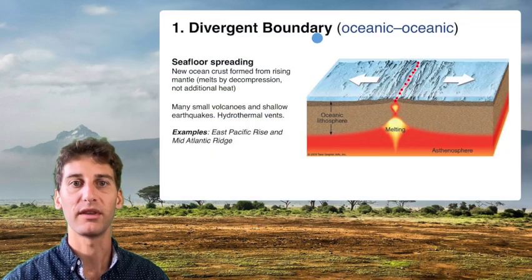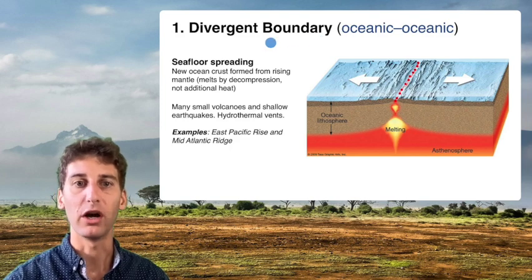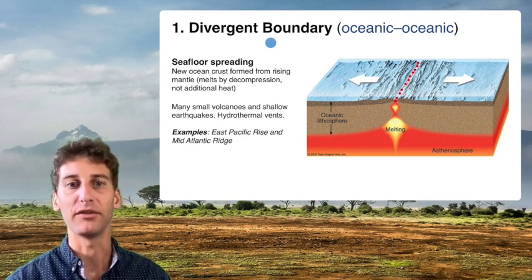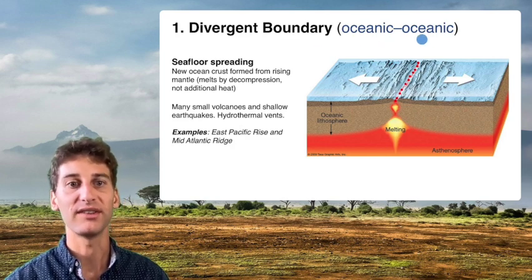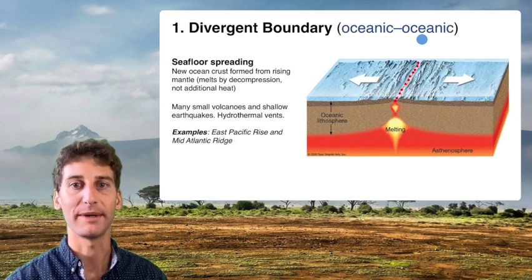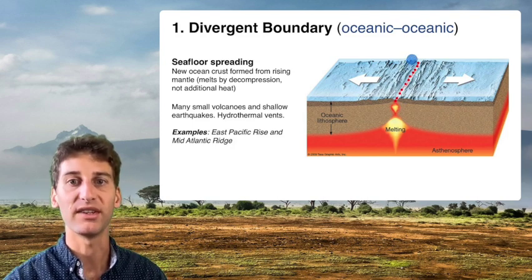So let's first start with the divergent boundaries, and we'll split this into the types of boundaries, the types of plates that are separating. For the oceanic-oceanic divergent boundary, this is the same thing as seafloor spreading that we've talked about already. This is happening in the mid-ocean ridge system here.